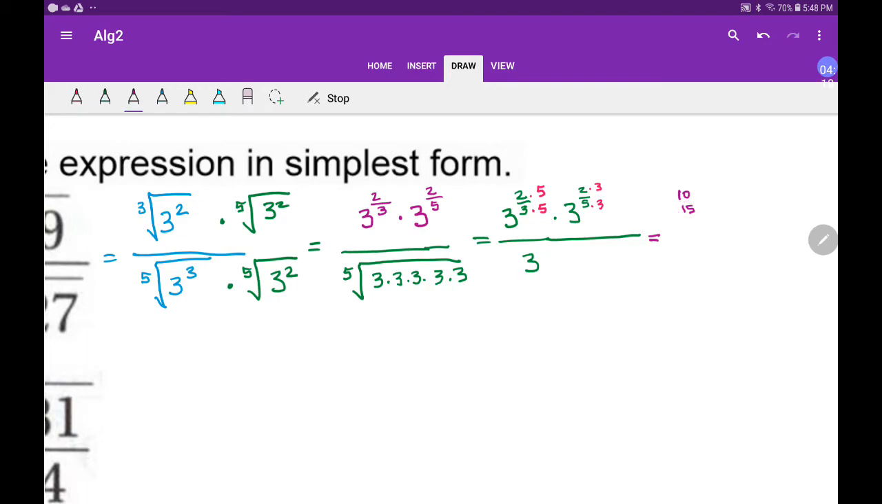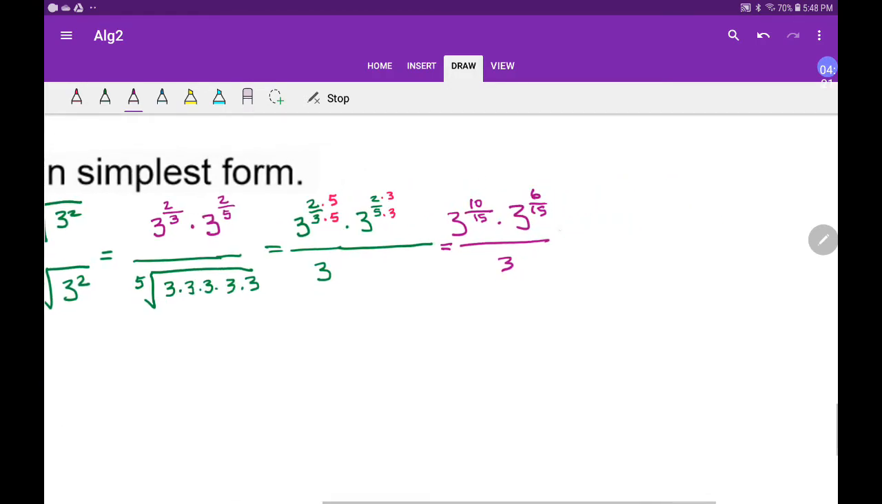I'm going to make my 3 bigger to make it look better. And times 3 to the 6 over 15 over 3 the whole time here. And then I'm going to say 3 to the 16 over 15. And you say, don't you have a 3 on the bottom? Yeah, I do, come to think of it. And that's to the 1, so it's 15 over 15.